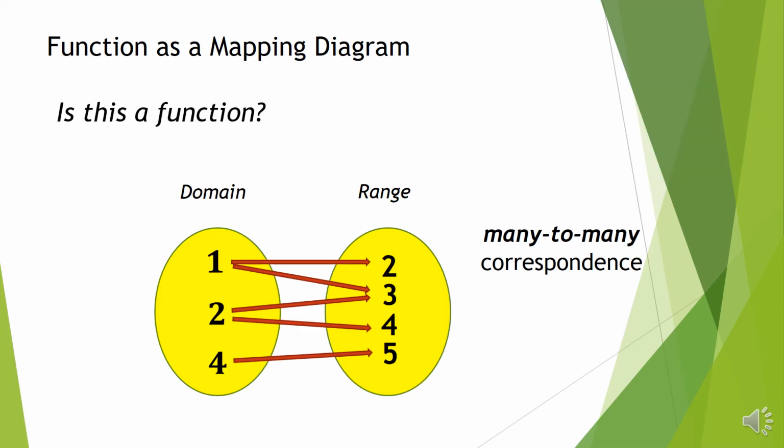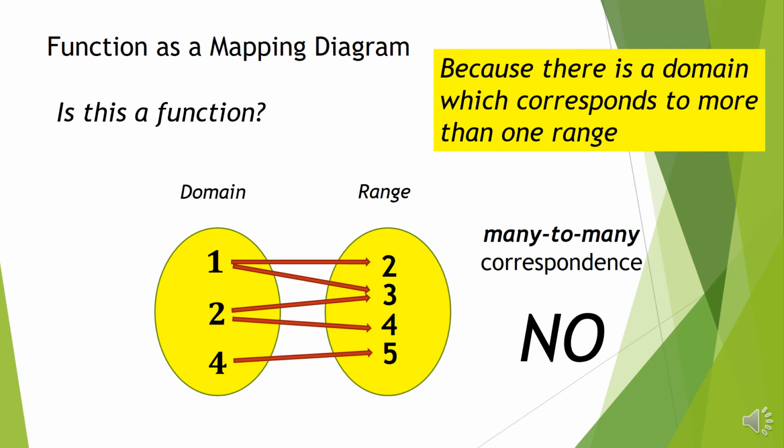How about many-to-many correspondence? Is this a function? The answer is no, because there is a domain which corresponds to more than one range. So I want you to observe 1. You have observed that 1 corresponds to 2 and it also corresponds to 3. The same with 2 corresponds to 3 and 2 also corresponds to 4. So that is the reason that this diagram is not a function. It is just a mere relation.